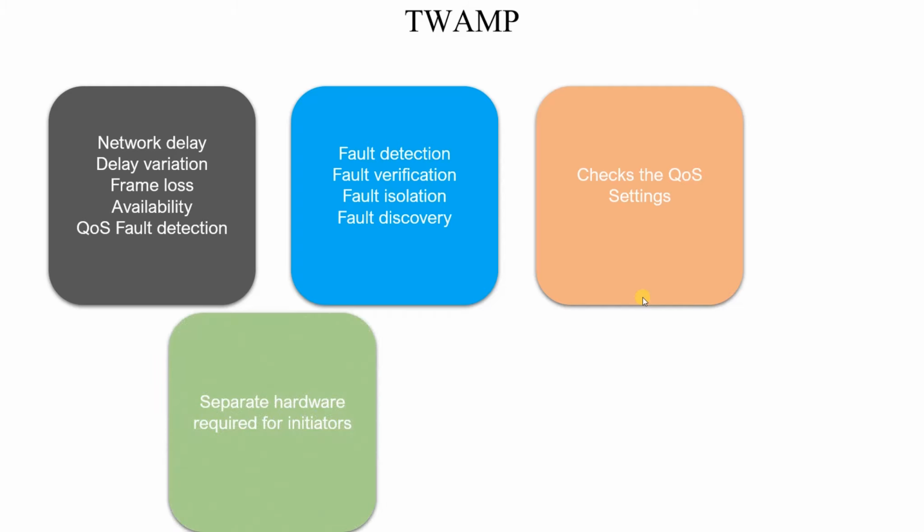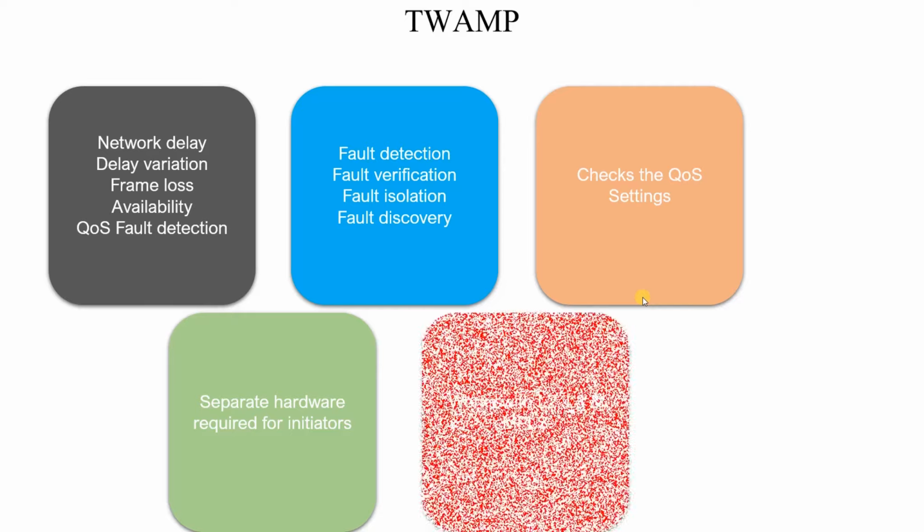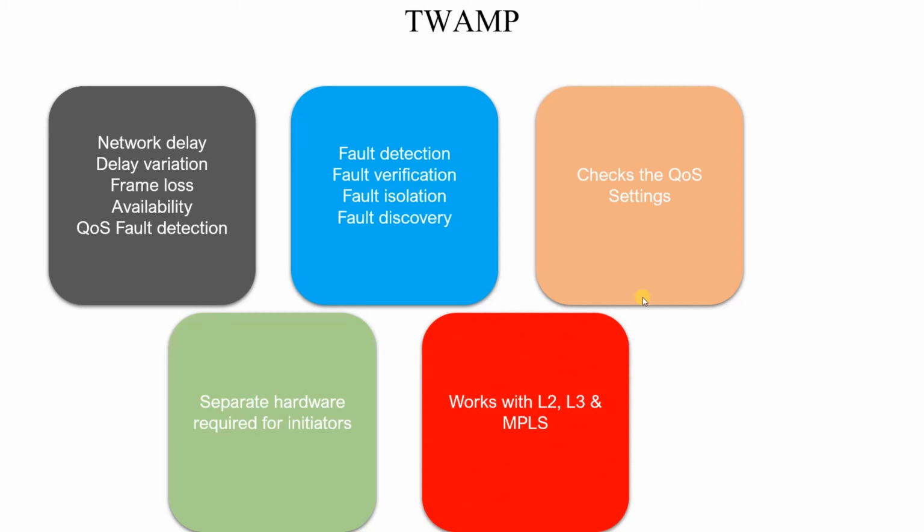Okay, separate hardware is required for the initiators. These are all called IP probes. We need separate equipment on the BSC side, MSC side, or gateway side to measure the performance of the network. And then it works with L2, L3, and MPLS networks also. So TWAMP is widely adopted for telecom-grade networks now.